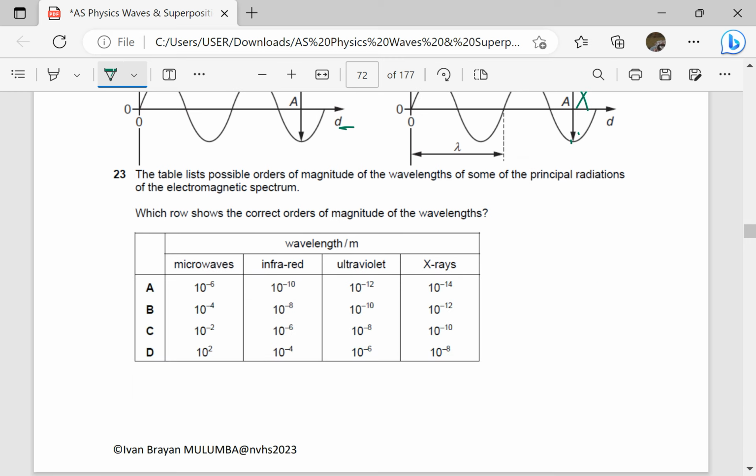The table lists possible orders of magnitude of the wavelengths of some of the principal radiations of the electromagnetic spectrum. Which row shows the correct orders of magnitude of the wavelengths? Okay, so let's check. Microwaves: this is radio waves, so D is wrong. 10 power negative 6 is infrared, so this is going to be wrong.